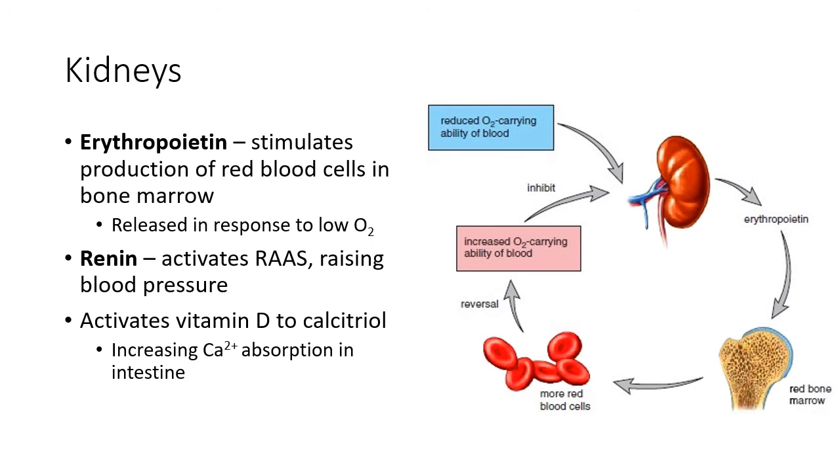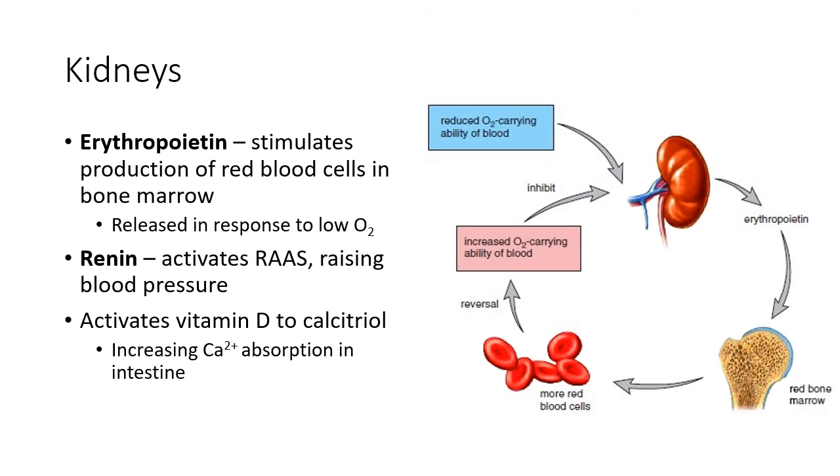You also have some hormones released by the kidneys. We'd already mentioned renin, that's released in response to low blood pressure, that activates the RAAS by activating angiotensinogen to angiotensin 1. Then angiotensin 1 is activated to angiotensin 2 by ACE. Then angiotensin 2 causes the release of aldosterone and also causes vasodilation and thirst.